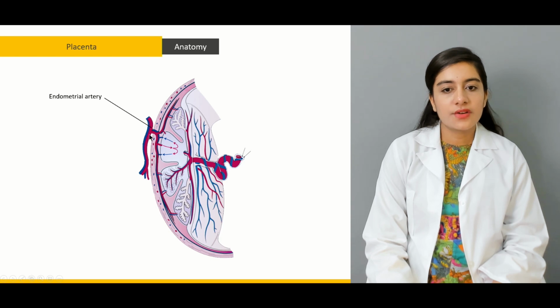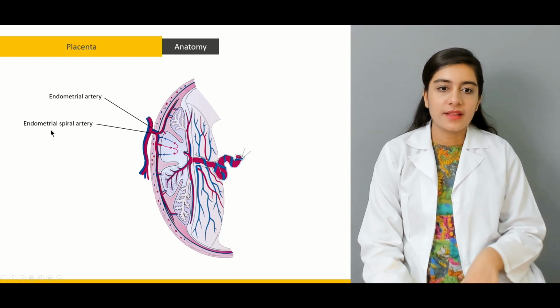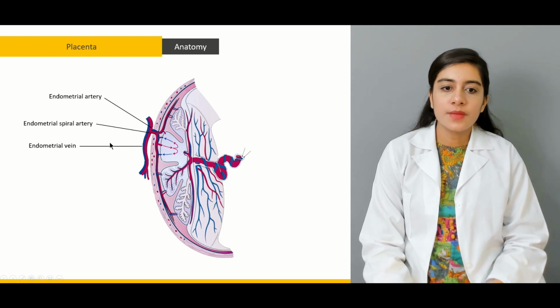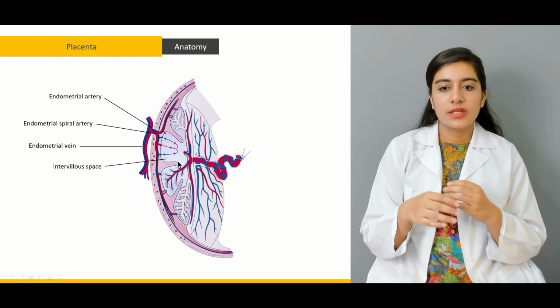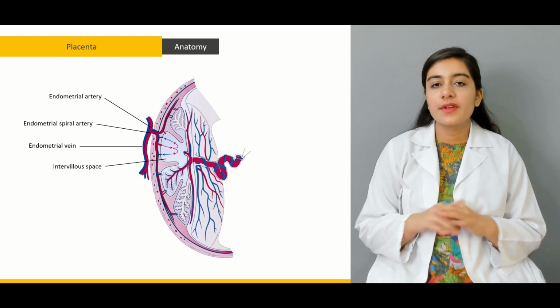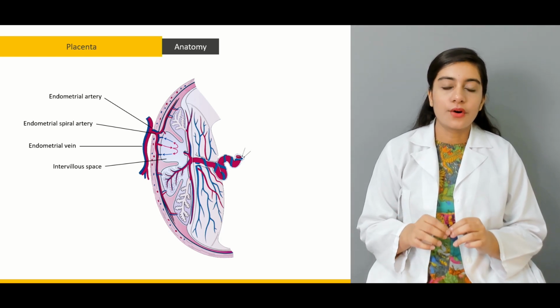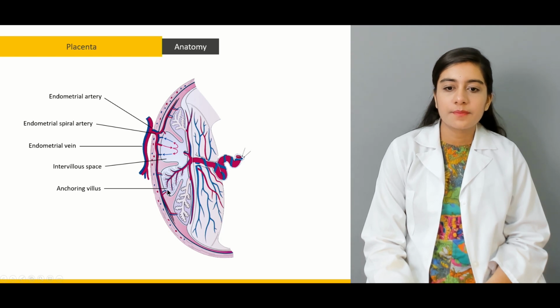This is the endometrial artery, and this is the endometrial spiral artery, the further division of the endometrial artery. First, the endometrial artery approaches the placenta and then divides into the endometrial spiral artery. Then we have this blue one, the endometrial vein, and the intervillous spaces, where the absorption of nutrients, oxygen, and everything the fetus requires in order to grow is carried out. Then we have the anchoring villus.